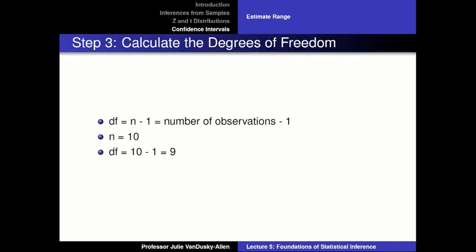Next, we have to calculate something called the degrees of freedom. The degrees of freedom is the number of observations in our data set minus 1. So we had 10 observations. 10 minus 1 is 9. We use our degrees of freedom to find the value from the t-table that we will use to calculate the confidence interval.